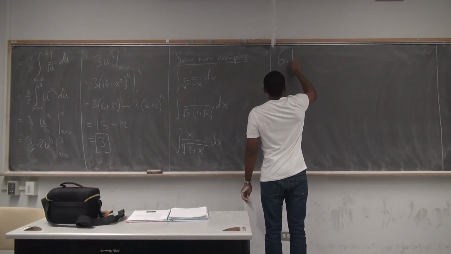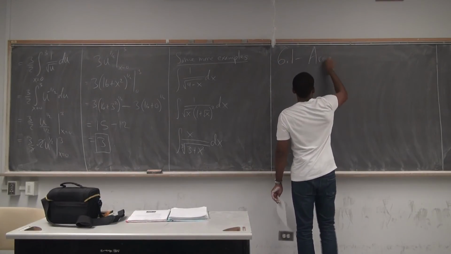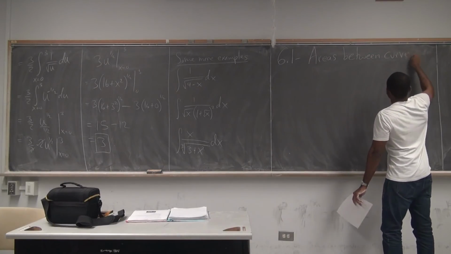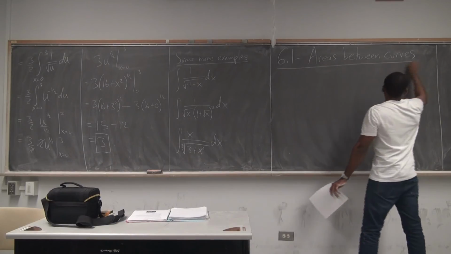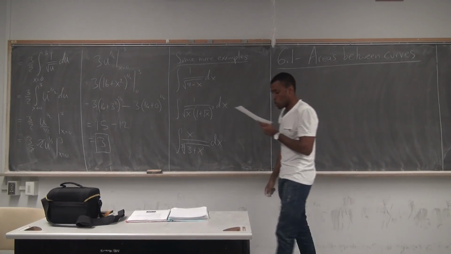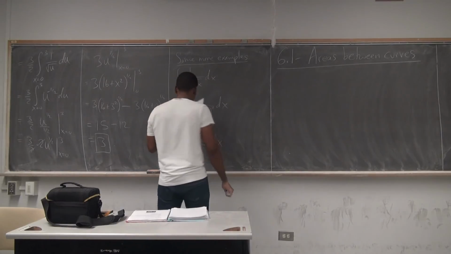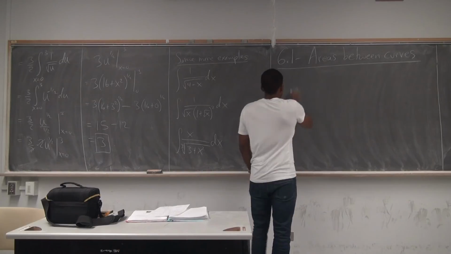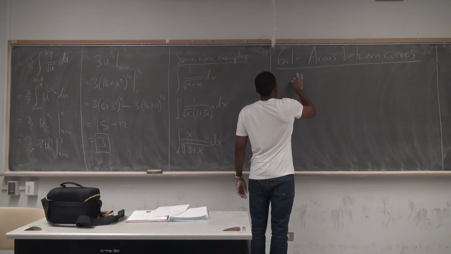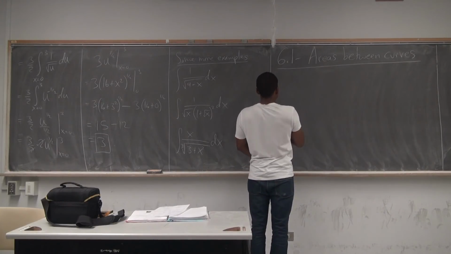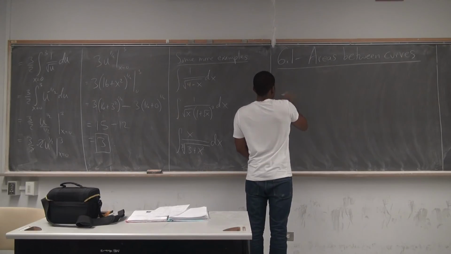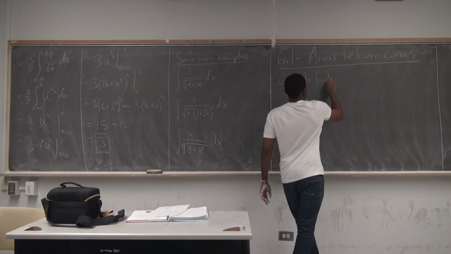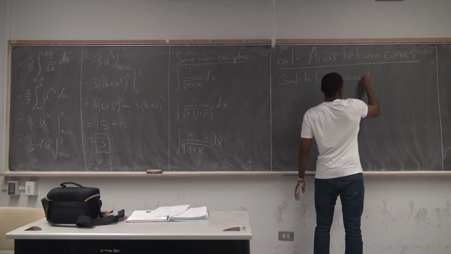And that brings us to 6.1, areas between curves. It's kind of the last thing you need to know to do in 205. I will introduce this and we can do examples at the end of next class. So the goal here is to find the area between two curves.